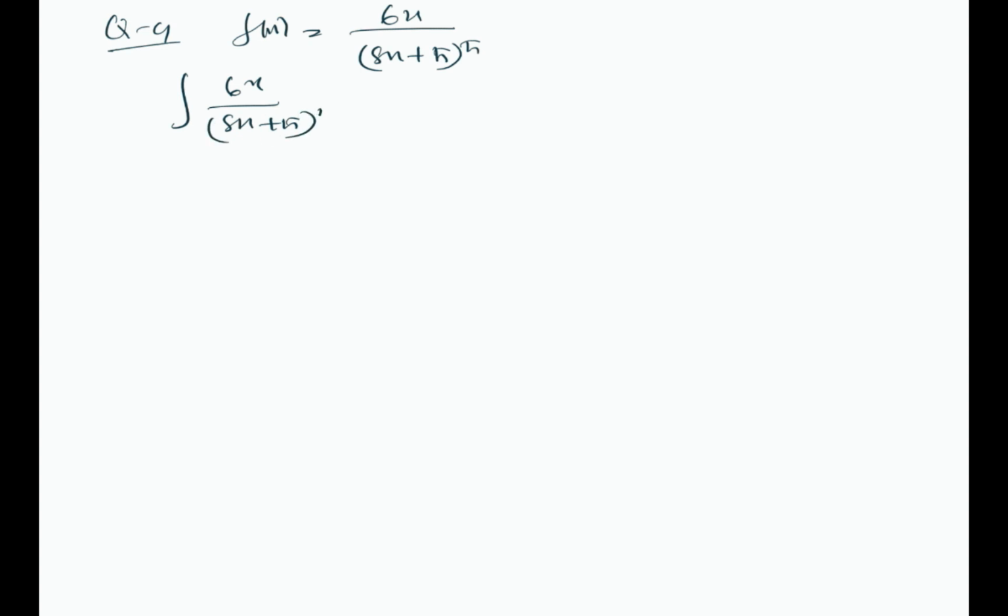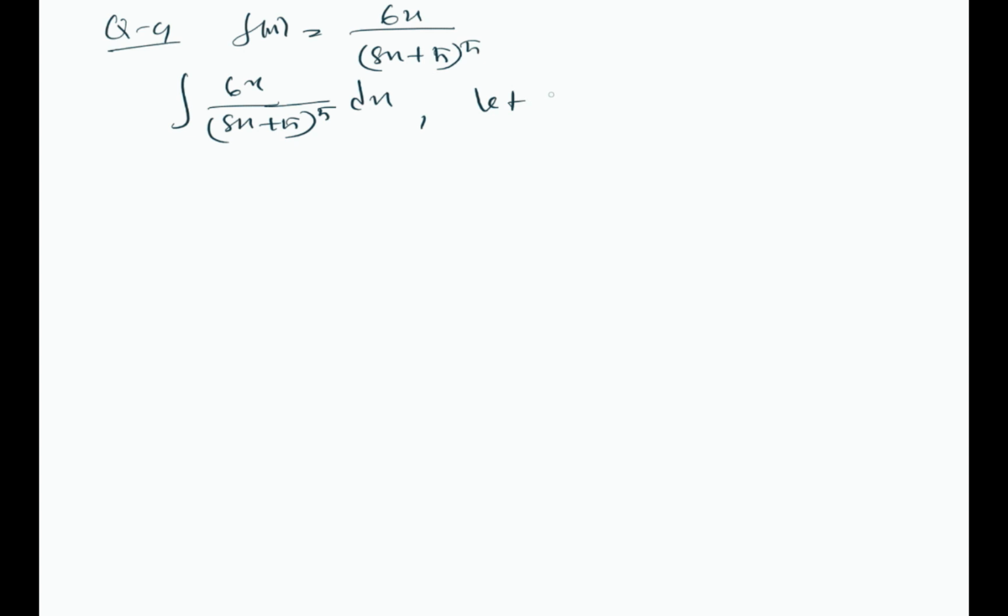Question 4. So for question 4 we have a function which is 6x over (8x plus 5) all to the power 5. So we need the integral of this function, 6x over (8x plus 5) to the power 5. Now we need to choose the best integration technique. So as usual we can start with integration by substitution first.